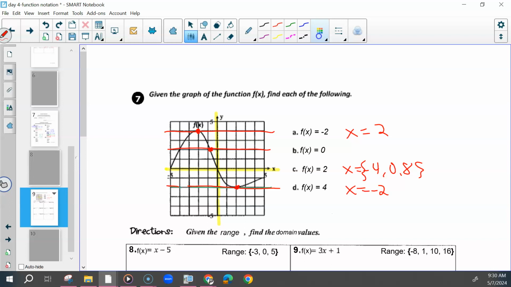Okay. And then finally look at numbers 8 through 13, very much like what we were just doing and previous to that, but now you have your range and have to find your domain. Any of those we want to see you go over and have questions about.